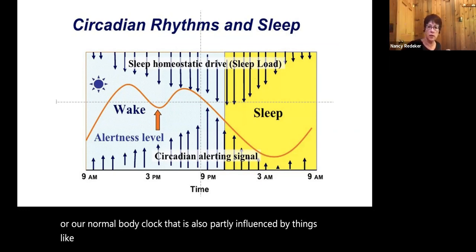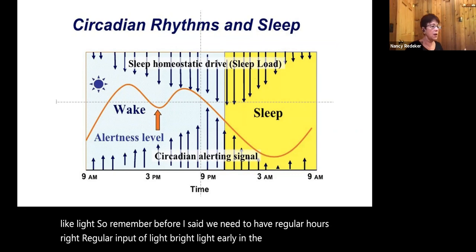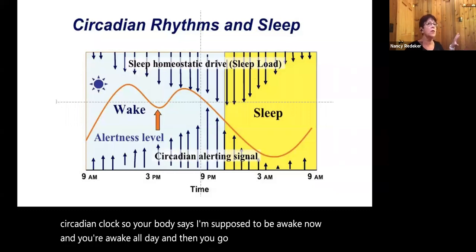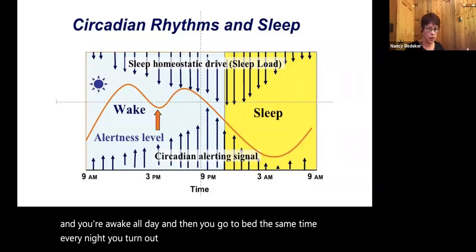So remember before I said we need to have regular hours, right? Regular input of light, bright light early in the day sets your circadian clock. So your body says, I'm supposed to be awake now. And you're awake all day. And then you go to bed the same time every night. You turn out the light. It's good for your circadian clock.